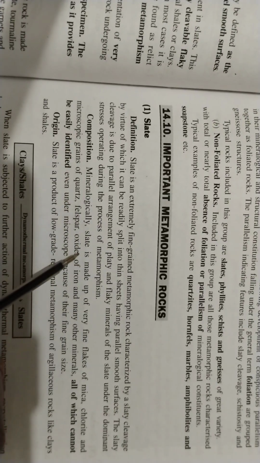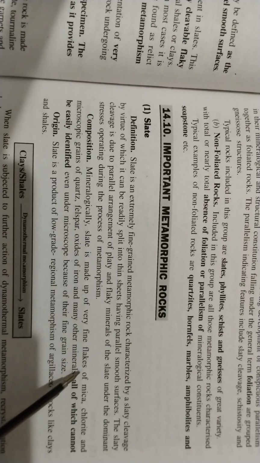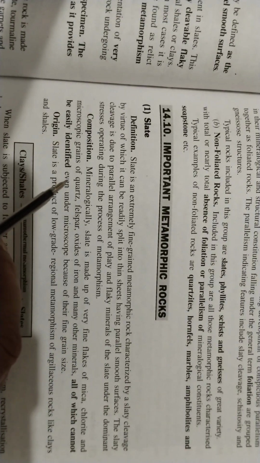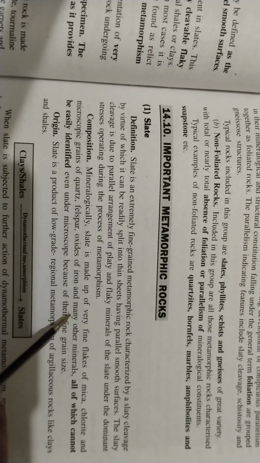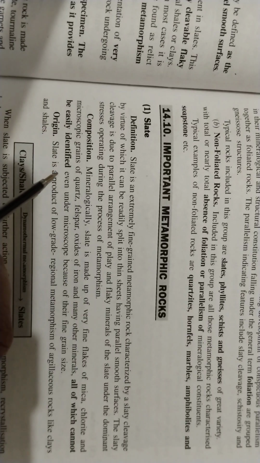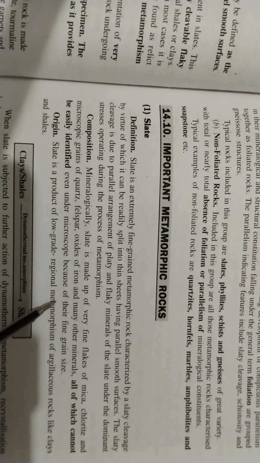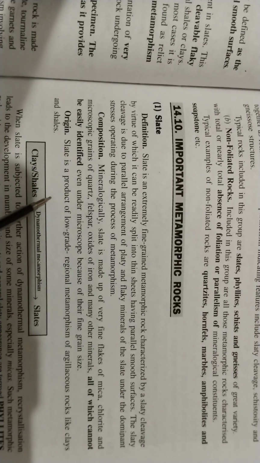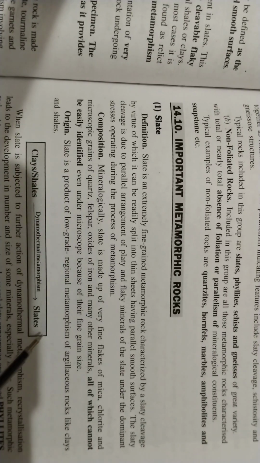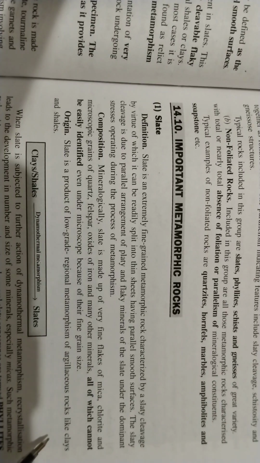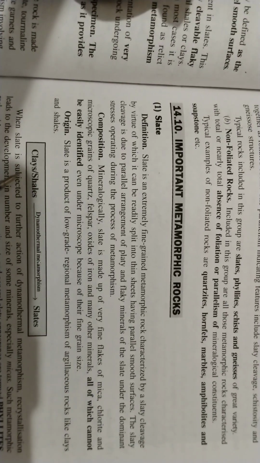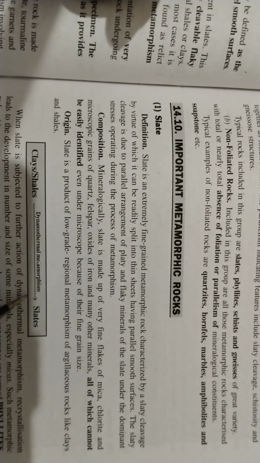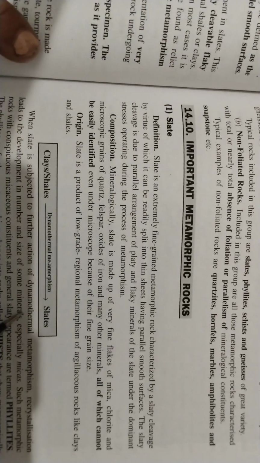Composition. Mineralogically, slate is made up of very fine flaky minerals, mica, chlorite, and microscopic grains of quartz, feldspar, oxides of iron, and many other minerals, all of which cannot be easily identified even under microscopes because of their fine grain size. Origin. Slate is the product of low-grade regional metamorphism of argillaceous rock like clay and shales, by dynamo-thermal metamorphism.